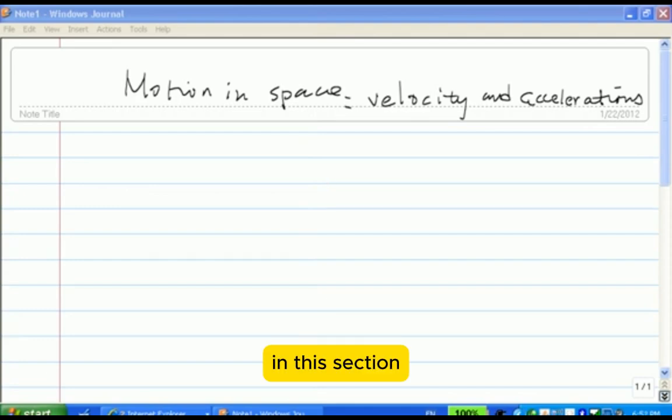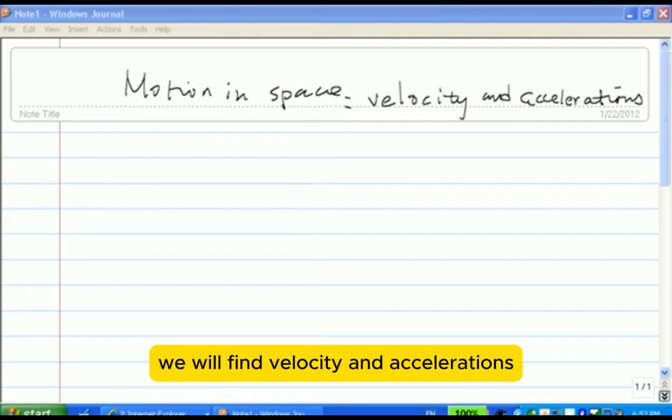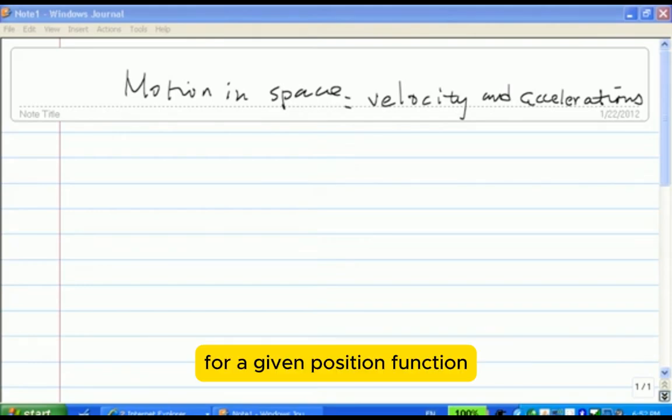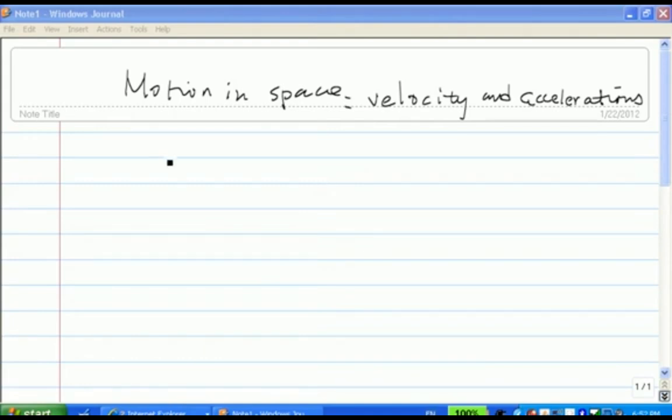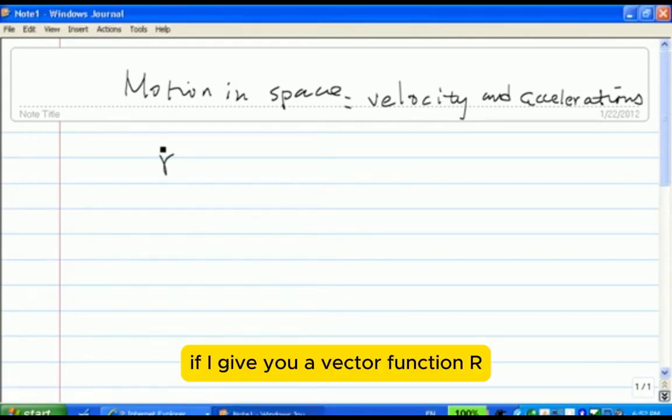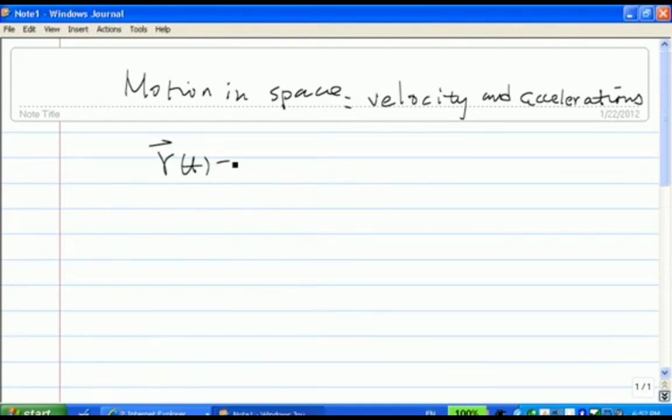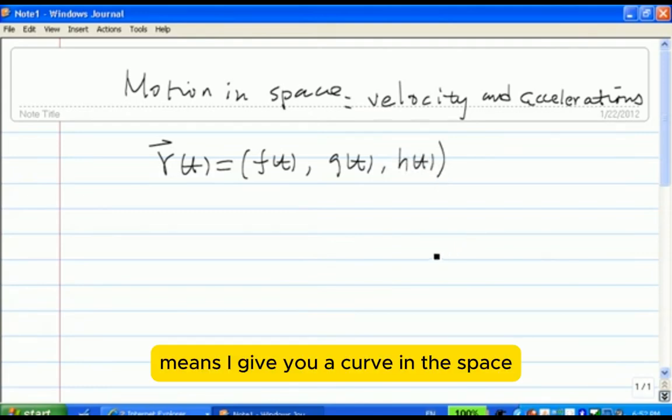In this section, we will find velocity and accelerations for a given position function. If I give you a vector function r of t equals f of t, g of t, h of t, that means I give you a curve in space.